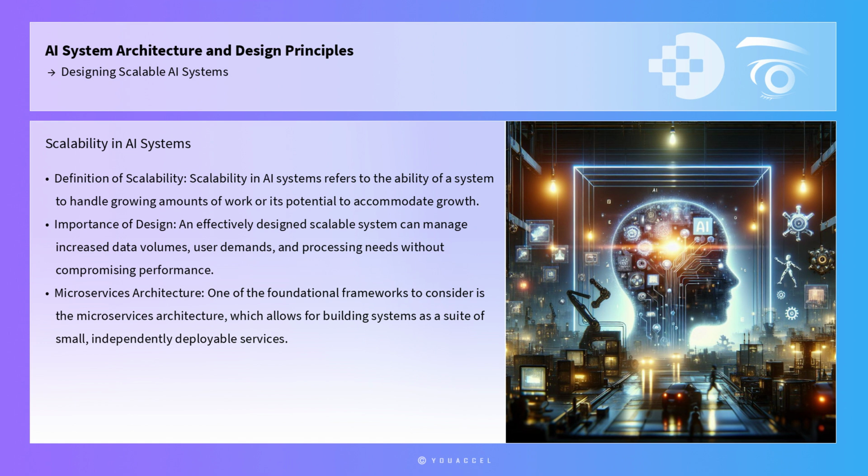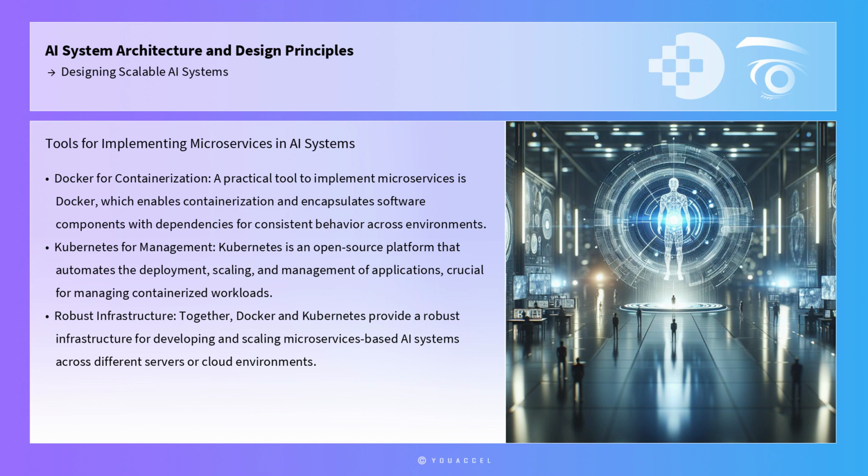Unlike monolithic architectures, which bundle all components into a single unit, microservices allow for building systems as a suite of small, independently deployable services. Each service in a microservices architecture can be developed, deployed, and scaled independently, facilitating greater agility and scalability. A practical tool to implement microservices is Docker, which enables containerization.